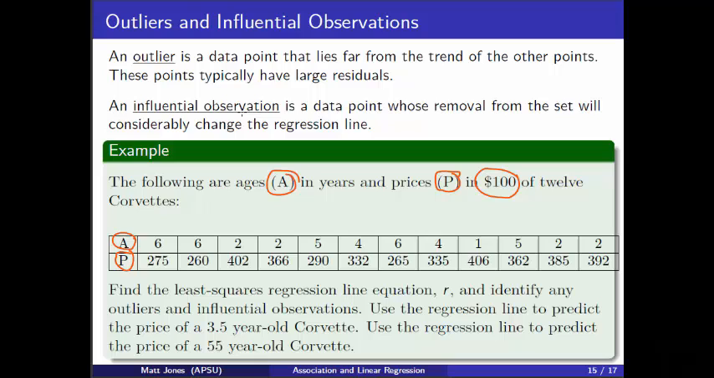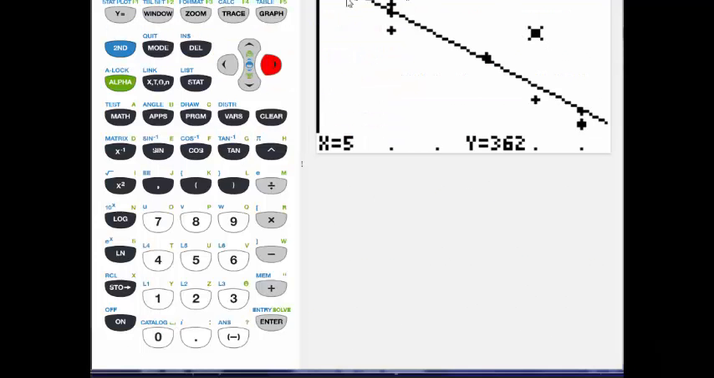Now, what about influential observations? Influential observations are data points whose removal from the data set will considerably change the regression line. Now, if I look in here, I don't know that there are any influential observations. Oftentimes, outliers can be influential, but they don't have to be. Let's think about this for a second. What would happen if I removed this data point from the data set? What kind of an effect would that have on the regression line?